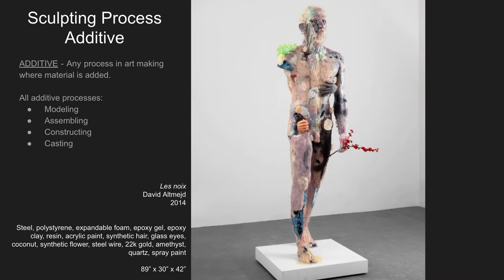So here's the additive process. Any process in art making where material is added. All additive processes include modeling, assembling, constructing, and casting. Look at this sculpture here by David Altman. He modeled. Modeled means sculpting with clay or with other materials, like in a traditional sense. So working with clay. Assembling. He assembled the sculpture as well by adding these separate components, and he constructed an armature and a frame for it. And he actually cast the human body parts. So making a mold of a person's body and replicating that, that's casting.